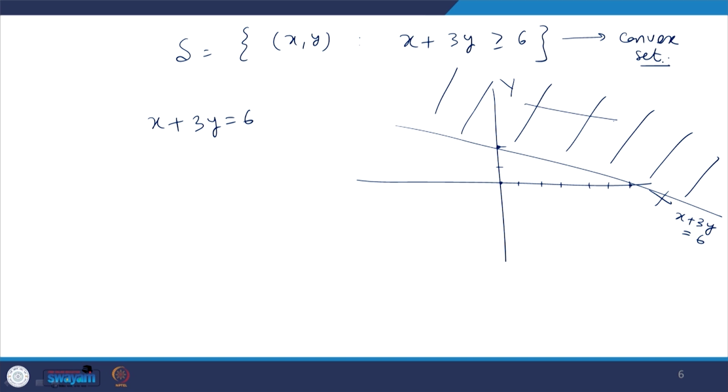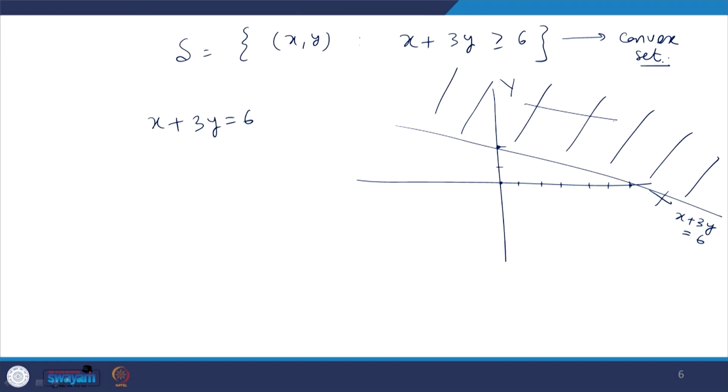So, this is a geometrical interpretation if you want to show whether a given set is convex or not. You have shown by drawing the region whether the given set is convex or not. But if you want to prove it analytically, mathematically, that also you can show. Suppose you have to show that this given set S is a convex set, a very simple example. So, this S is all (x, y) such that x plus 3y greater than or equal to 6. Now, we have seen geometrically that this set is a convex set, and we want to prove it mathematically.